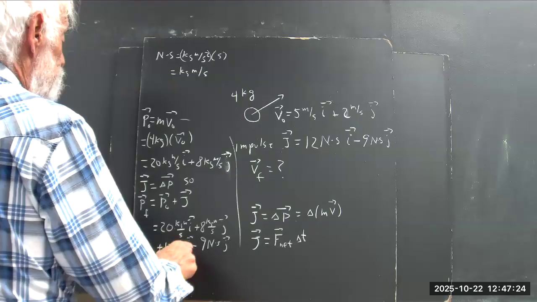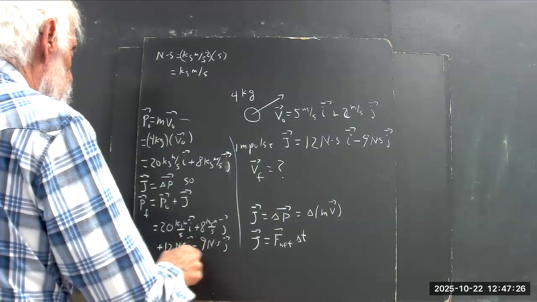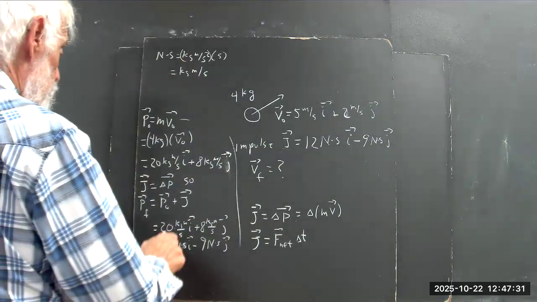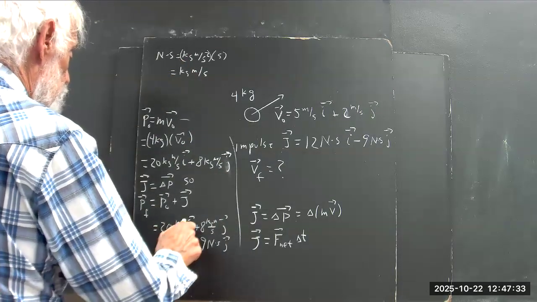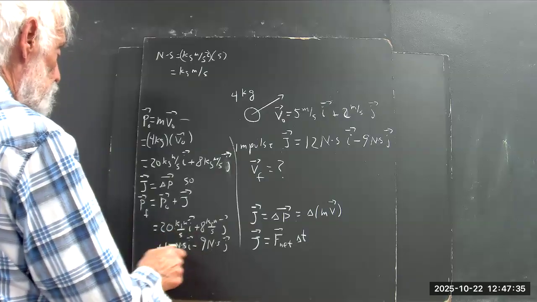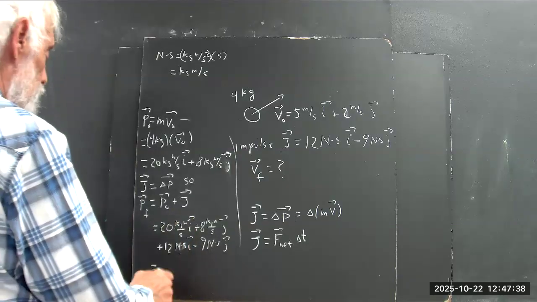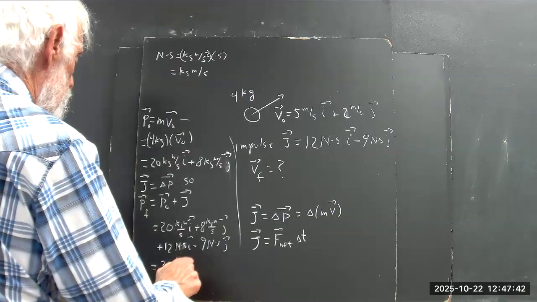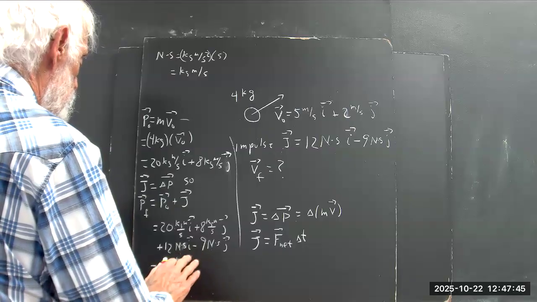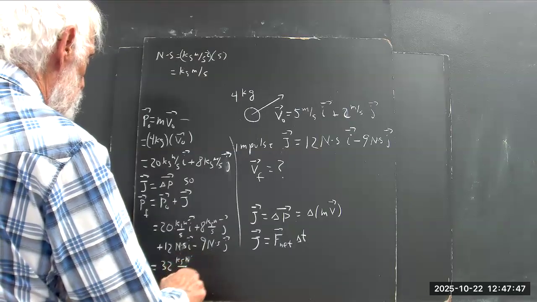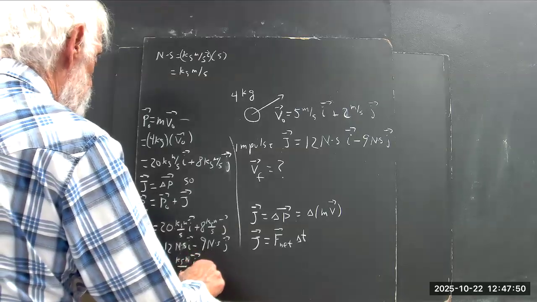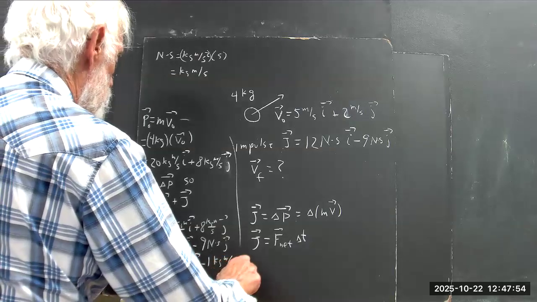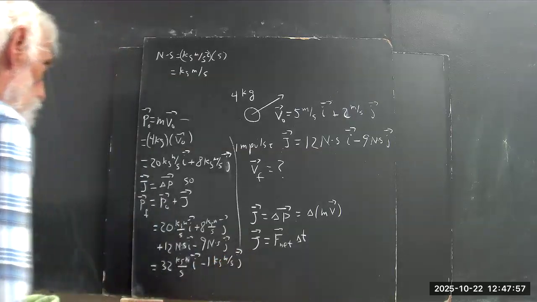So without explicitly doing the calculation here, because I did it over here, I'm going to just be able to add the 20 kilogram meter per second to the 12 Newton seconds, because a Newton second is a kilogram meter per second. I get 32 kilogram meter per second times i minus 1 kilogram meter per second times j.